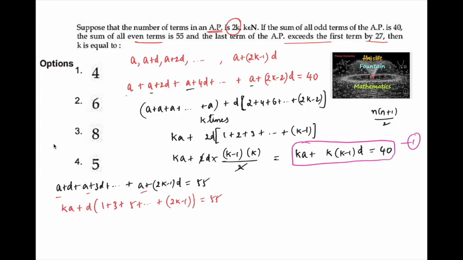And we know the sum of n odd numbers is n square. The sum of the first n odd numbers is n square, so we can write here, for the sum of k odd numbers, ka plus d into k square, which is equal to 55. So we can also write the first equation as k square d minus kd, which is equal to 40. Now let us consider this as the second equation.